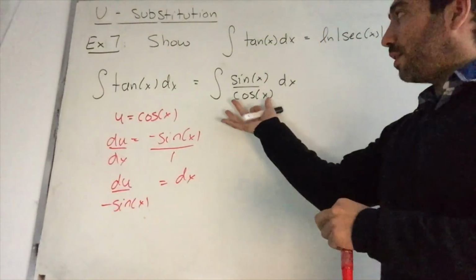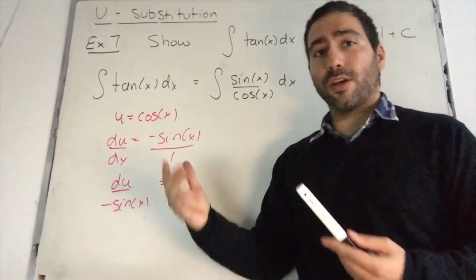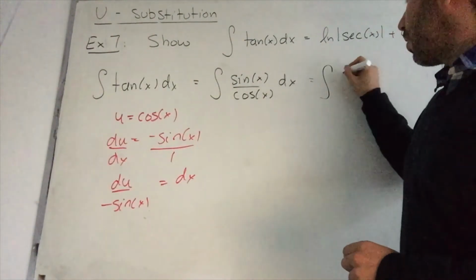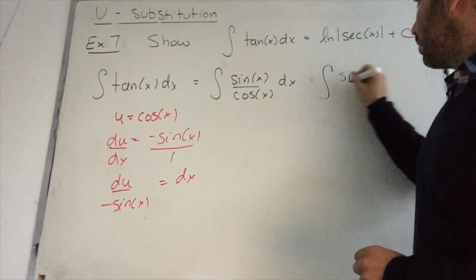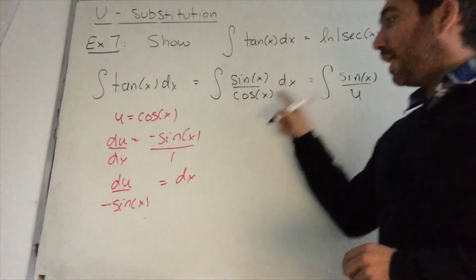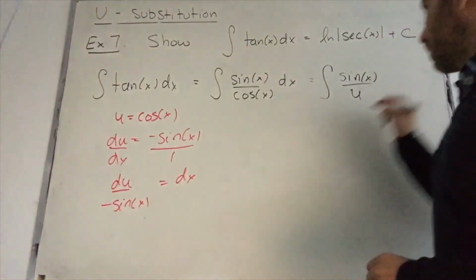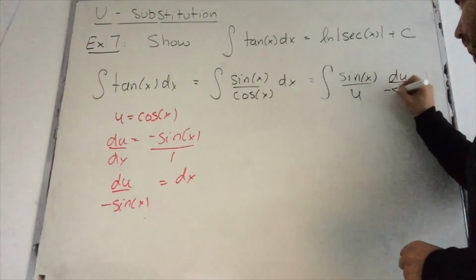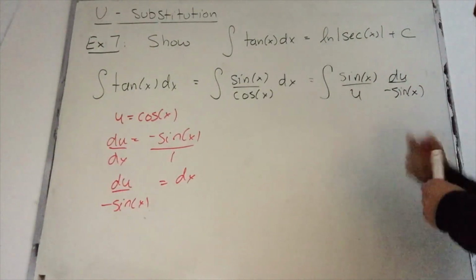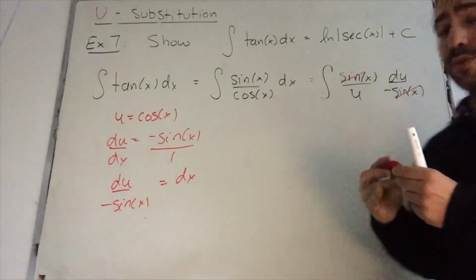Let's transform this integral, which is expressed solely in terms of x, all in terms of u. So we get the integral, sine x on top, we leave it. There's nothing to do. But cos, we're substituting with the letter u. And dx, we're replacing with du over negative sine x. Notice that the sine of x is cancelled. And here we have to be careful. Don't forget you have a negative.